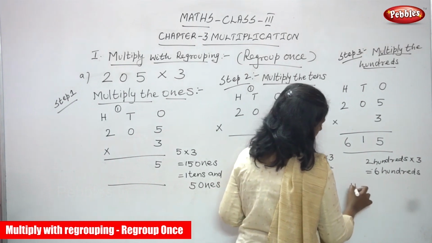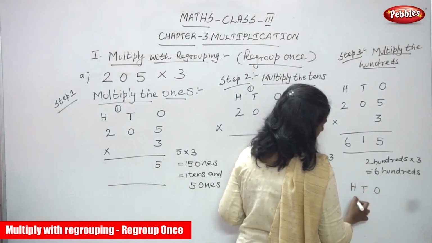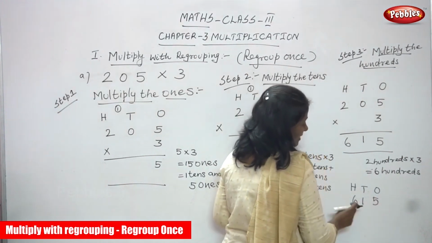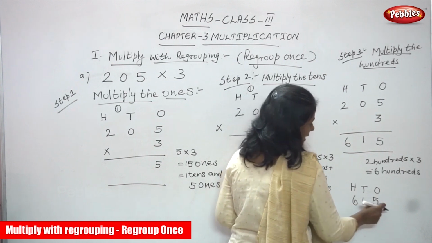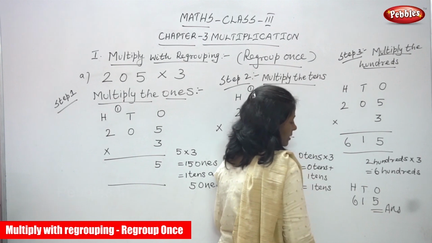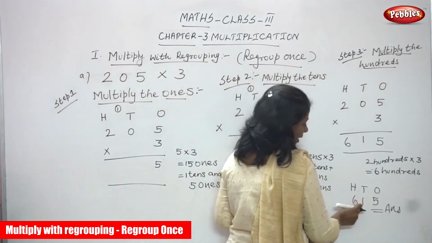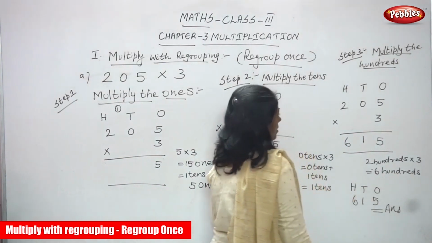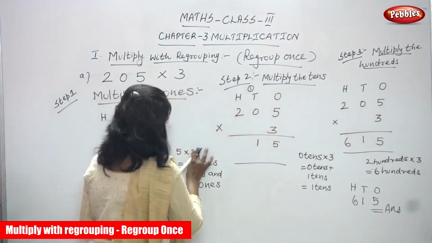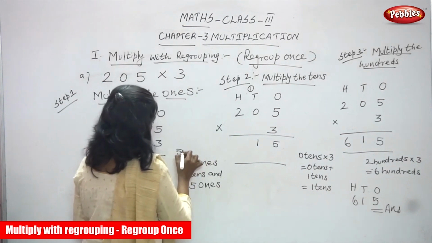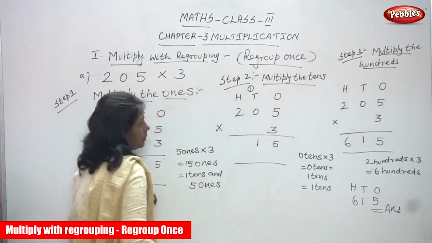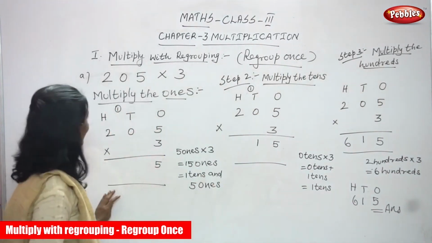The answer is 615. That means 6 hundreds, 1 tens and 5 ones. I'll repeat. The answer is 615, that is 6 hundreds, 1 tens and 5 ones. Here you must write 5 ones into 3. I think you understand the sum very clearly.